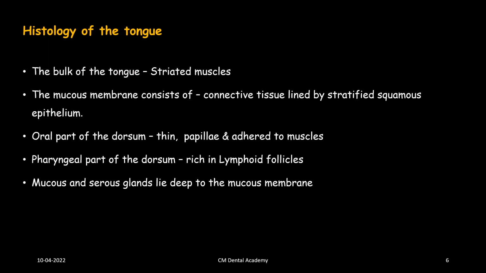The histology of the tongue. Tongue is a muscular organ. Bulk of the tongue is formed by the striated muscles. The mucous membrane consists of connective tissue lined by the stratified squamous epithelium. The oral part of the dorsum is thin. It has papillae and is adherent to the muscles. The pharyngeal part of the dorsum is rich in lymphoid follicles. It also has mucous and serous glands which lie deep in the mucous membrane.